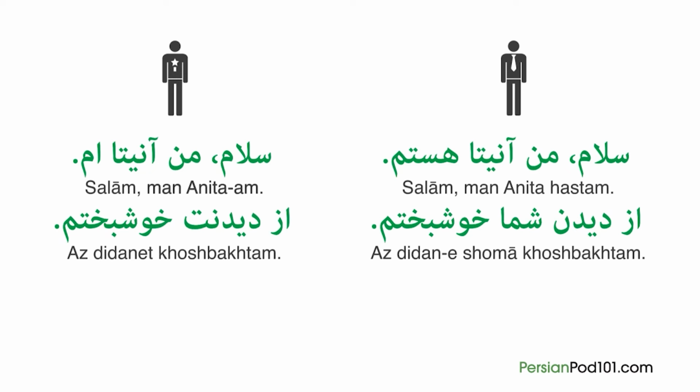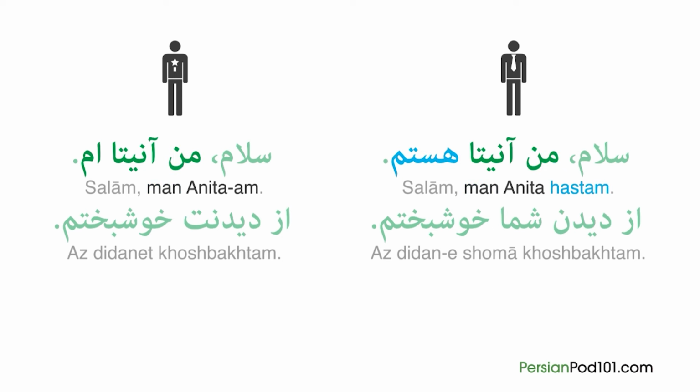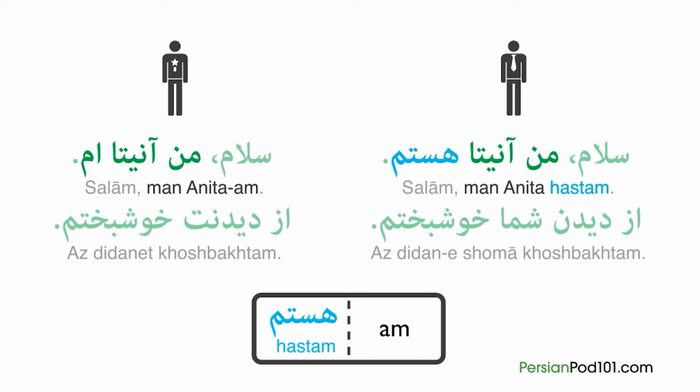The informal man Anitam has turned into man Anita hastam. In both cases, man stands for I or me. Hastam means am, and it's added to the end of the formal introduction instead of just am. Am is actually just the short version of hastam, which is the to-be verb conjugated for the first person.